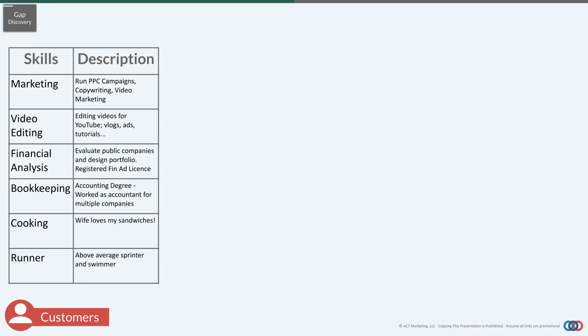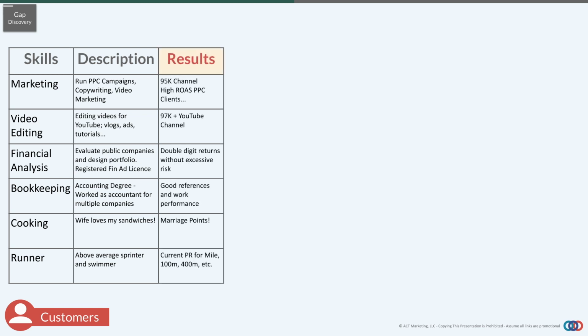And so of course, this all starts with your skills. So just start by making a list of the different skills you have. And once you've made that quick list of skills, go ahead and give it a quick description. And then in the next column, you're going to list out the results, right? So we want to talk about what we accomplished as a result of these skills.